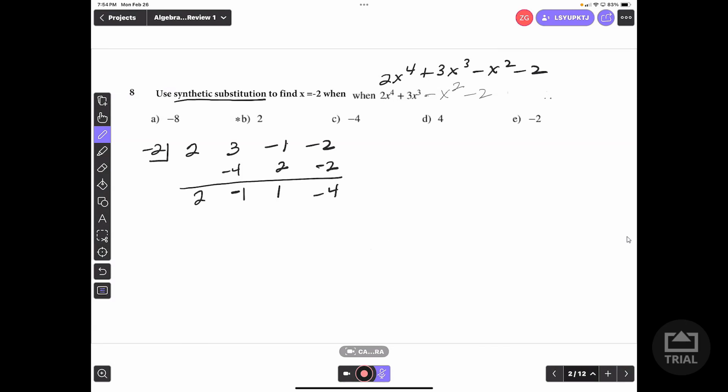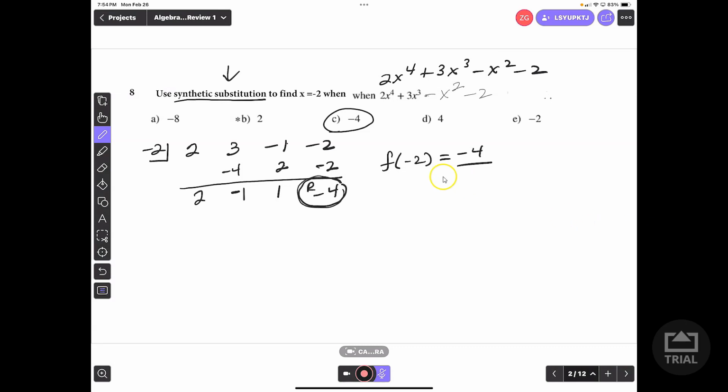Bring down the 2. Negative 2 times 2 is negative 4. Negative 1. Negative 2 times negative 1 is 2. Negative 1 plus 2 is 1. Okay, so the remainder is what we call synthetic substitution. So we know that the function, when you input negative 2, is going to be equal to the remainder, so it's negative 4. So your answer is negative 4. So when they say synthetic substitution, you're looking for the remainder.